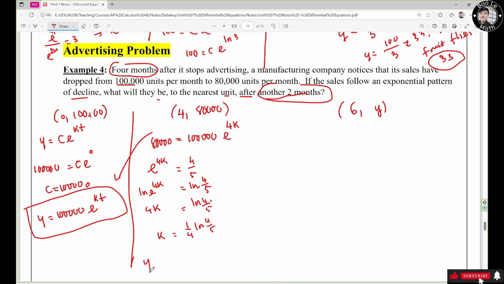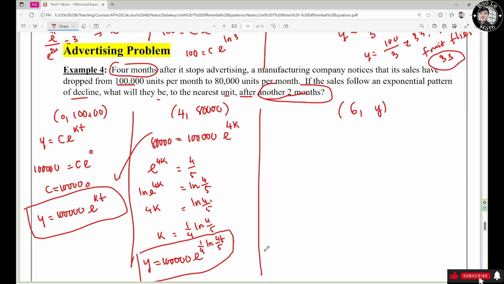So the equation should be y equals 100,000 times e raised to the 1 over 4 natural log of 4 over 5 times t, right? Now, you're going to use this ordered pair to solve for y, right? So y equals 100,000 times e raised to the 1 over 4 natural log of 4 over 5 times 6, right? So right here I can write 6 over 4.